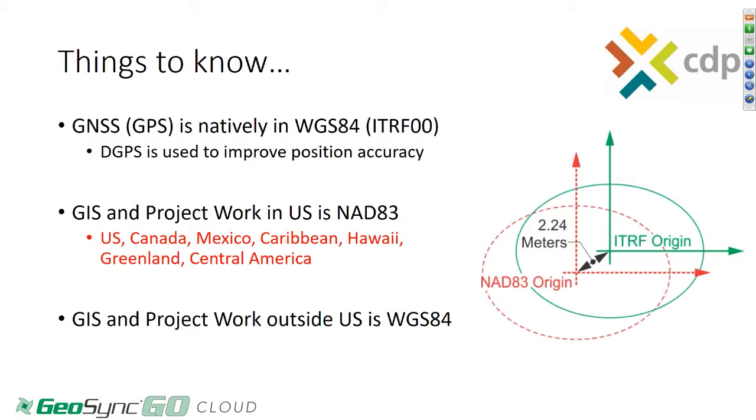So what's happened then is that over time, these two datums have shifted slightly. And again, we end up with a positional difference of about a meter in North America because of those differences. So some things to know about this is that GNSS or GPS, any of that is natively working in WGS84.